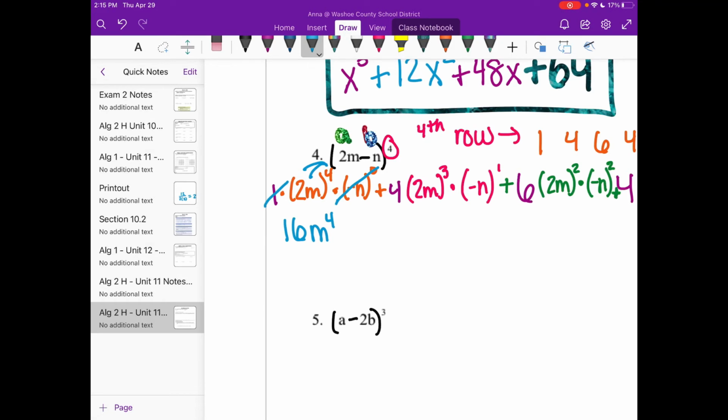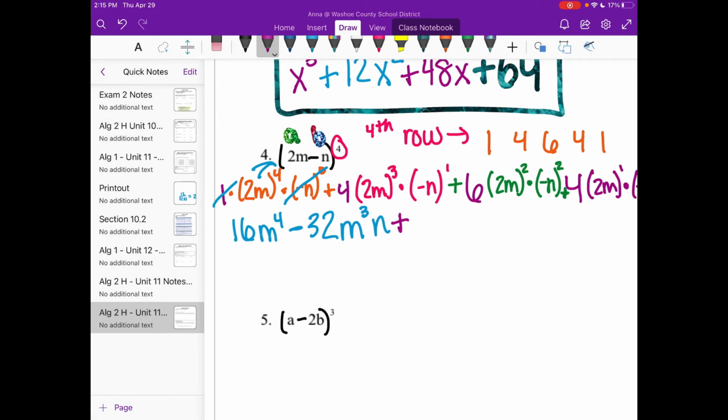2m cubed. 2 cubed is 8. 8 times 4 is 32. So that's my coefficient. And then, we got to be careful. My bad. Look at our n. Our n is n to the negative 1. So that means I'm actually going to have a negative 32. And then m cubed, n to the 1st. Kind of weird with 2 letters.